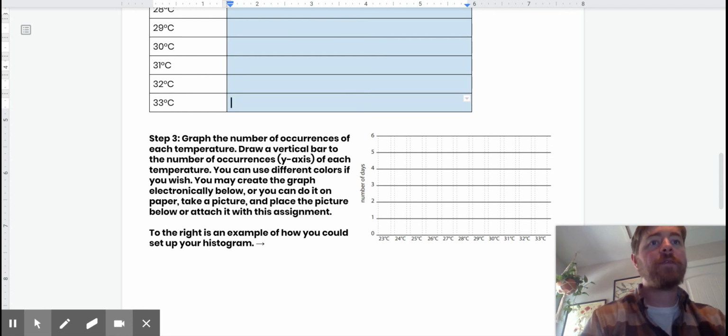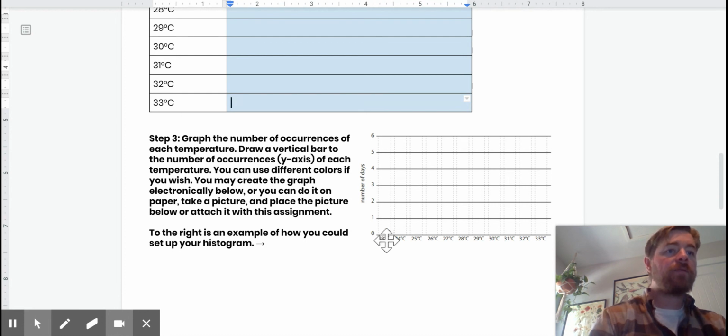Step three now is when we actually graph our histogram. Graph the number of occurrences for each temperature. Draw a vertical bar to the number of the occurrences. That's on your y-axis. So however many you had for 23 degrees, you would make your bar go up to however many days you had for 23 degrees. Then 24 degrees, make your bar. Just remember, there should be no space between your bars because it's a continuation of temperatures. All right, so your bars should be touching.